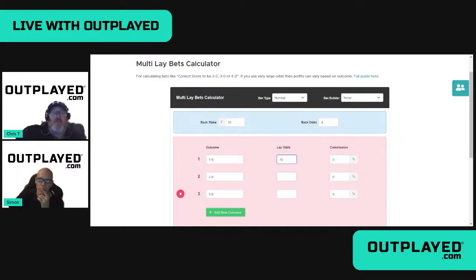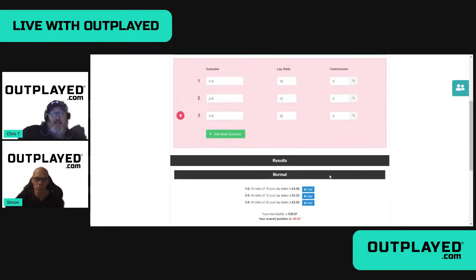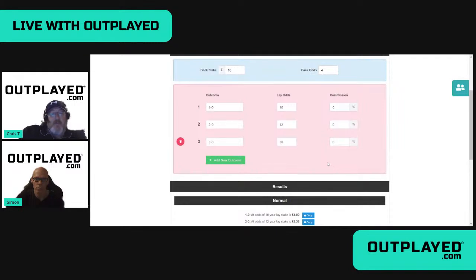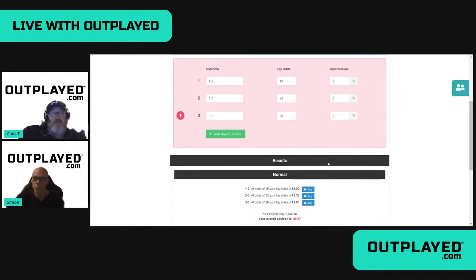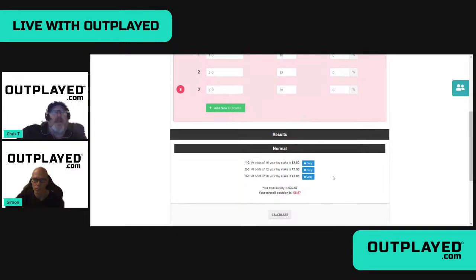And you'd be thinking, crikey, that's pretty high. That's going to be way offline. But it won't be, because it's got to take into consideration the other 2 outcomes as well. So we'd then have the 2-0, which might be at 12, for example, and then 3-0 might be at odds of 20. So this would then give us the overall liabilities and lay stakes that we would need to put on each of these outcomes to cover the possibilities for it.